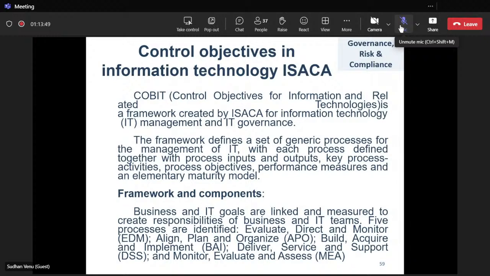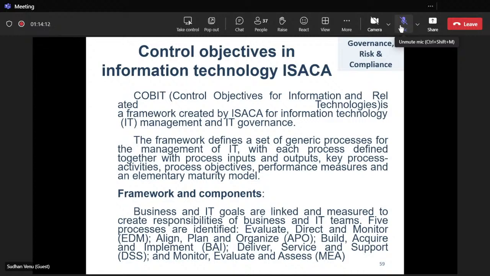And in this framework, and that is for framework and components, we have the IT goals, which are interlinked with the measurement of the created responsibilities, and the five processes are defined. One is for evaluate, direct, and monitor, and the other is align, plan, and organize, that is APO.